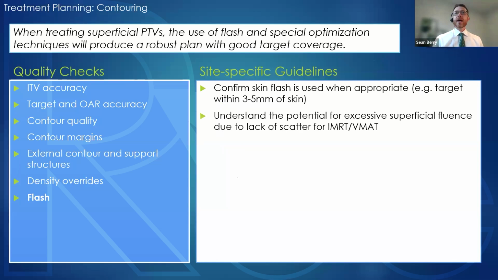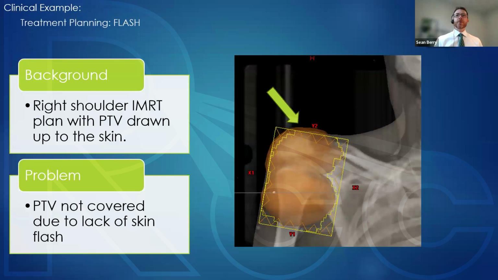Now, when it comes to flash, if you have a target that's close to the skin surface, your treatment planning system, as we just talked about, is only going to be calculating dose up to the surface of the skin. So here, I think I should just dive right into the example. That would probably be visually better. So here we have a patient who has some kind of disease in their shoulder, let's say in their humeral head. And when you do the PTV expansion, you see it comes outside of their outer contour.